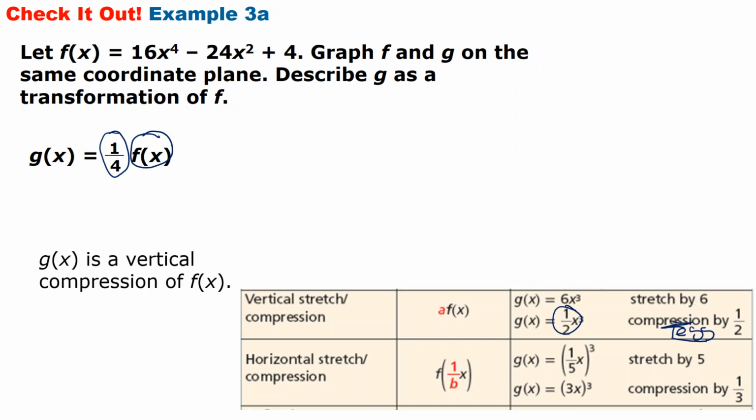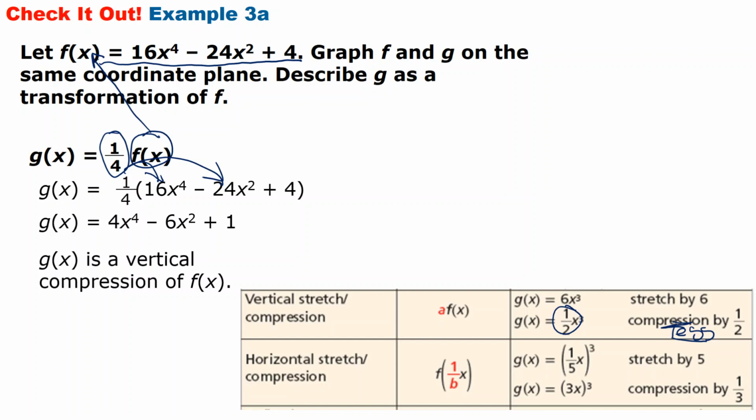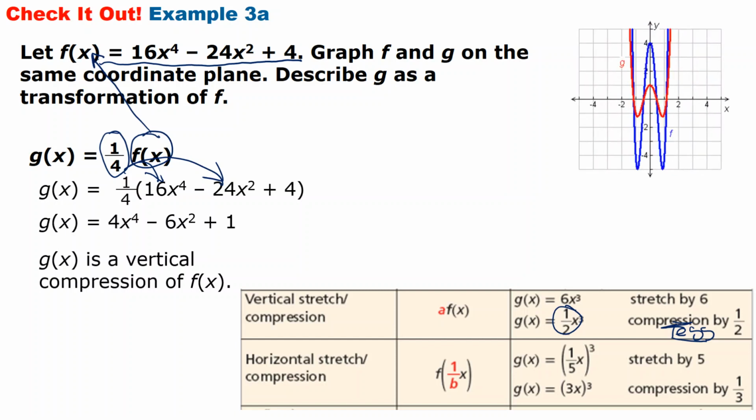Now we have to look at what we're going to do. It says take 1/4 and multiply it by f of x. Well, what is f of x? In place of f of x, I can put this whole equation there. So I'm going to multiply 1/4 times that equation. Now I just have to distribute my 1/4 to everything, and when I do that, I end up getting this equation here. You can put it in your calculator and you will see that g of x is a vertical compression of f of x.